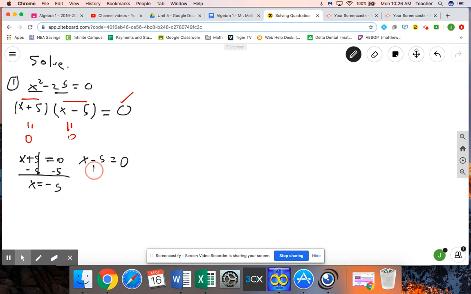Now on this one, I have a similar setup, except I already have a minus 5. Let me go ahead and add 5 to both sides. If I do that, then x will equal positive 5. So my two solutions for solving this difference of two squares right here are negative 5 and 5.